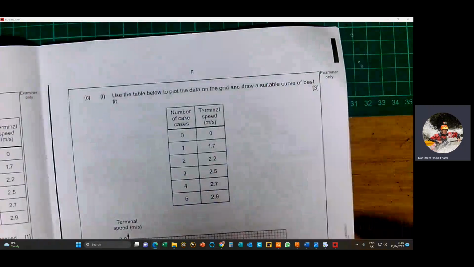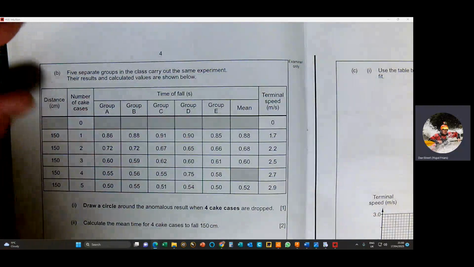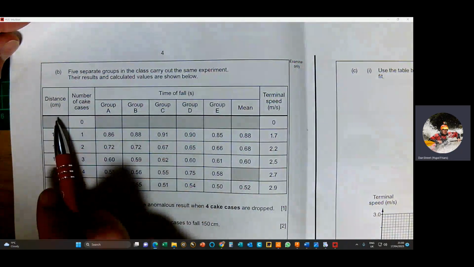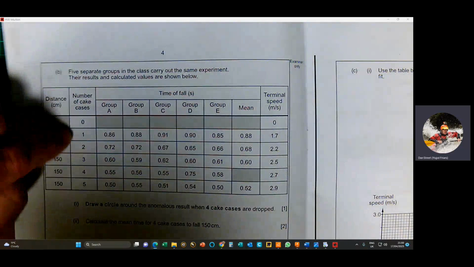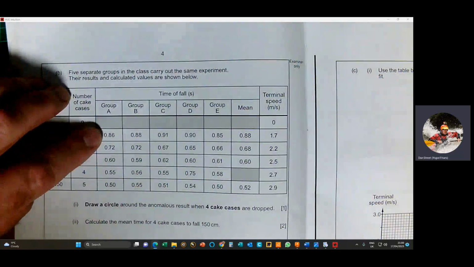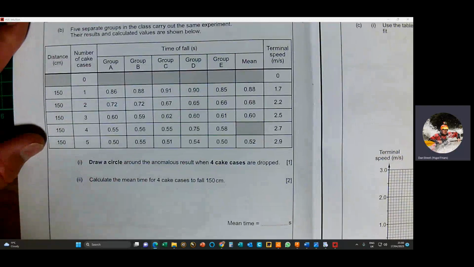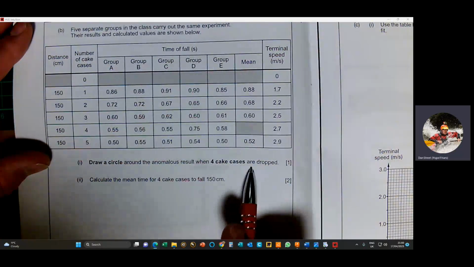Okay, so we're going to move on. And here we have some data from the experiment. So 5 separate groups in the class carry out the same experiment. The results and calculated values are shown below. So we've already glimpsed at this data. So we can see the first column is the distance that the cake cases fall. The second column we've established is the independent variable, the number of cake cases, and then for each of the different groups, we have the time it took for the cake cases to hit the floor, depending on how many there were. So it says draw a circle around the anomalous result when 4 cake cases are dropped.